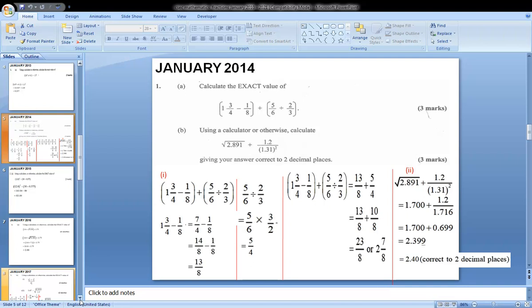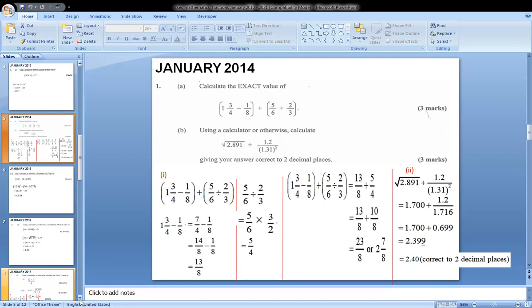So 4 into 8 goes 2 times. 2 times 7 numerator gives us 14. 8 into 8 goes 1 time, and 1 times 1 is 1. So 14 over 8 subtract 1 over 8 gives us 13 over 8. Now let's work out the other bracket.